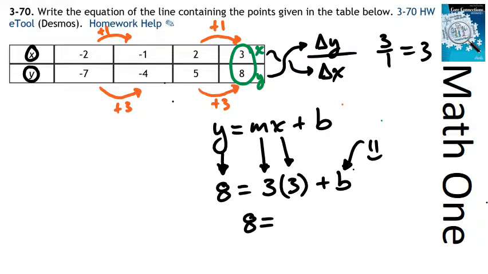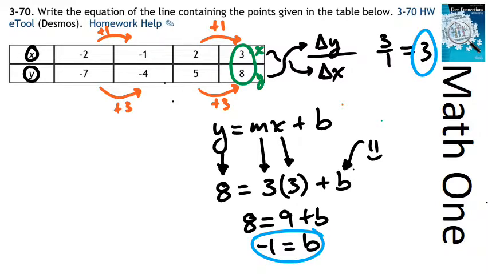So in other words, 8 equals 9 plus b, and if I take away 9 from both sides, it turns out that b is going to have to be -1. All right, so now that I know my slope is the number 3, and I know that my y-intercept is -1, I can write the equation of this line.